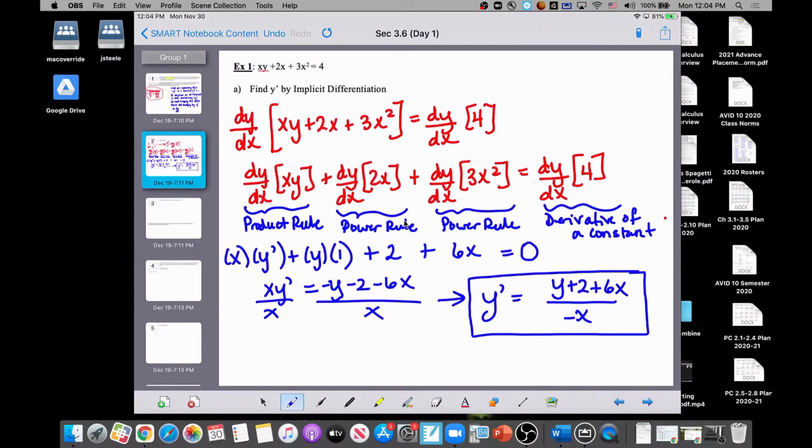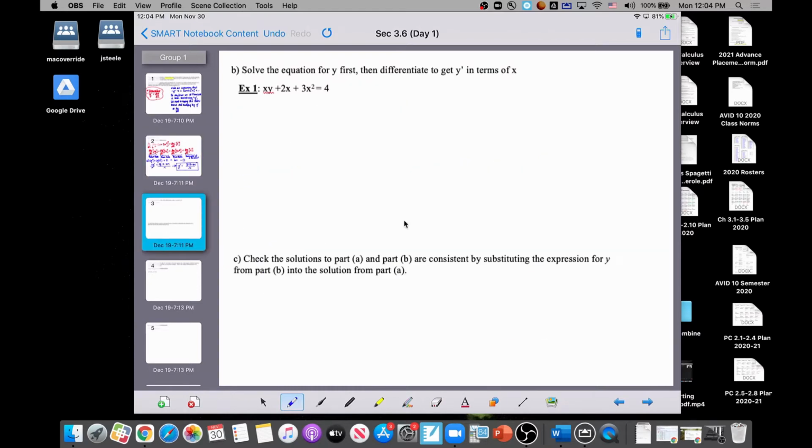Now you may have noticed if you looked carefully at this example that I could have isolated y for this particular function because y only appears one time in the equation in the first term. So I could have gotten y alone and then done regular differentiation. And so that's actually what they're asking us to do in part B. So I am going to solve the equation for y first, and then I'm going to differentiate to get y prime in terms of x.